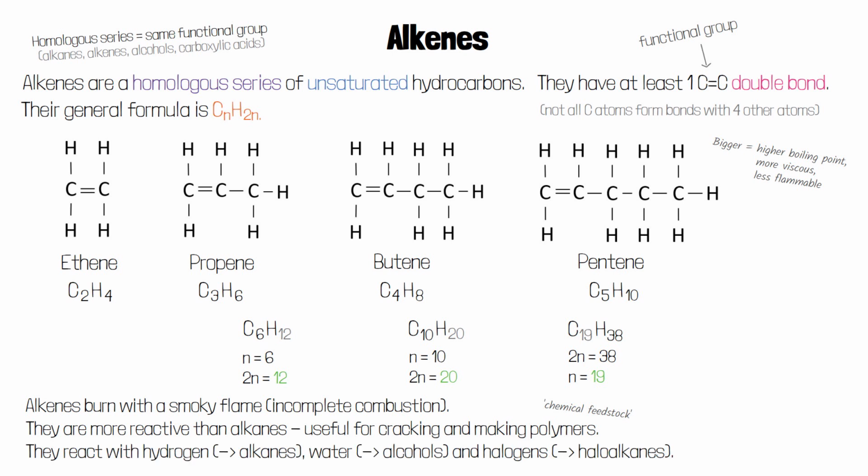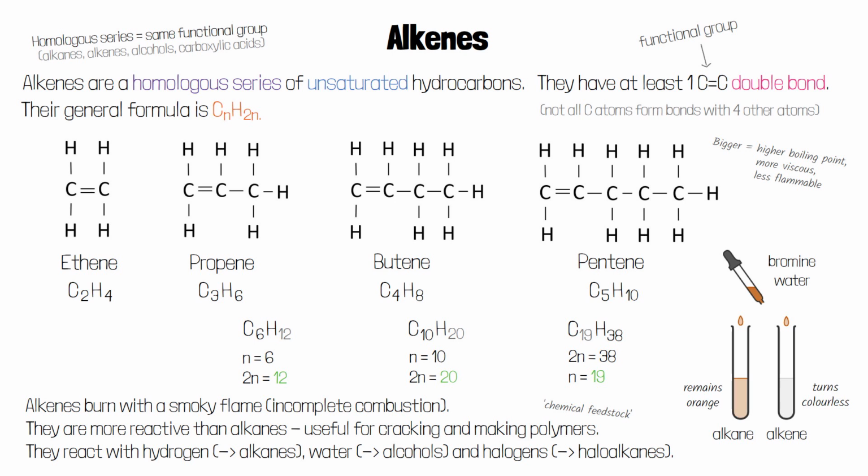They can react with hydrogen to produce alkanes, water to produce alcohols, and halogens to produce haloalkanes. To test for alkenes, we use bromine water. When bromine water is added to an alkane, it remains orange, but when it's added to an alkene, it turns colourless.